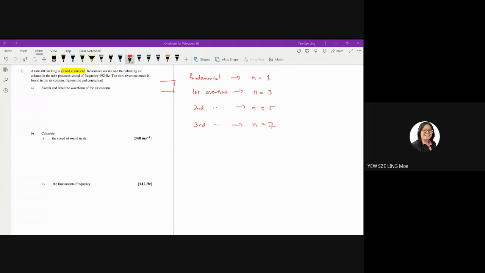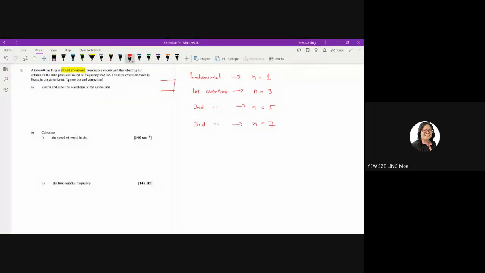So question A: sketch and label the wavefronts of the air column. So how are we going to sketch the diagram? Okay, let's see. Let us begin with a general shape as usual. Okay, so this is the stationary wave. I'm just going to sketch it. I don't know where I'm going to start yet. All right, I'm just going to sketch a general stationary wave shape.